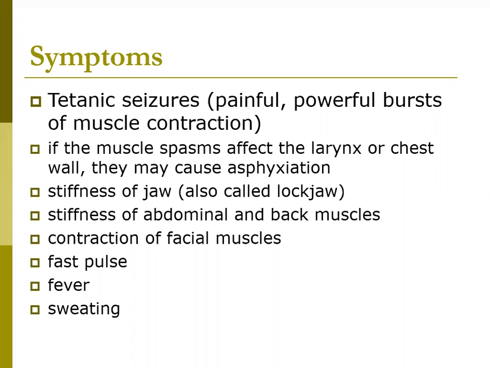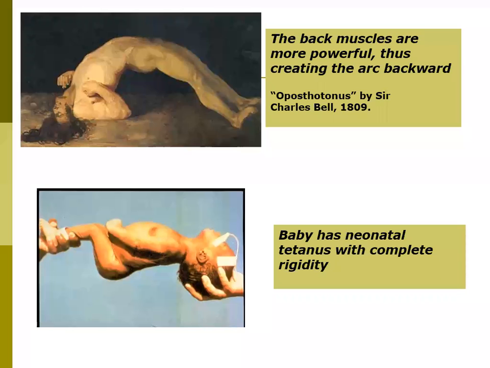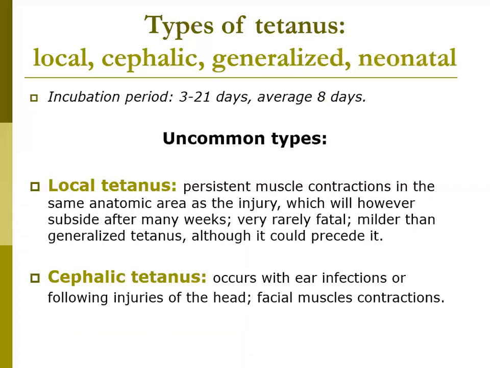increased pulse rate, temperature, that is fever, and sweating. So you can see, here in the first picture above, the back muscles are more powerful, but even so, this kind of toxin is creating the arc backward. And below is a baby. It has neonatal tetanus with complete rigidity, stiffness of the body.